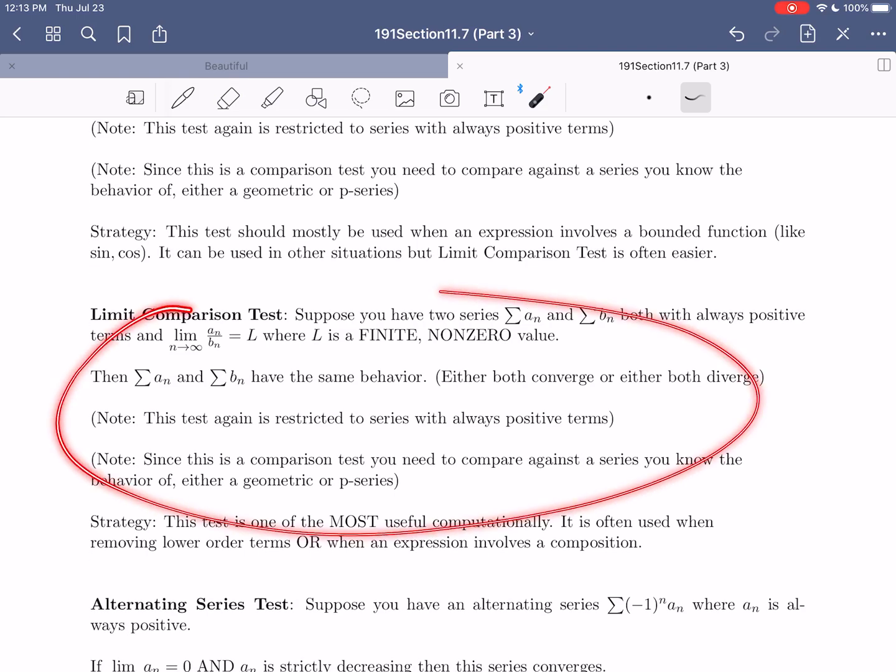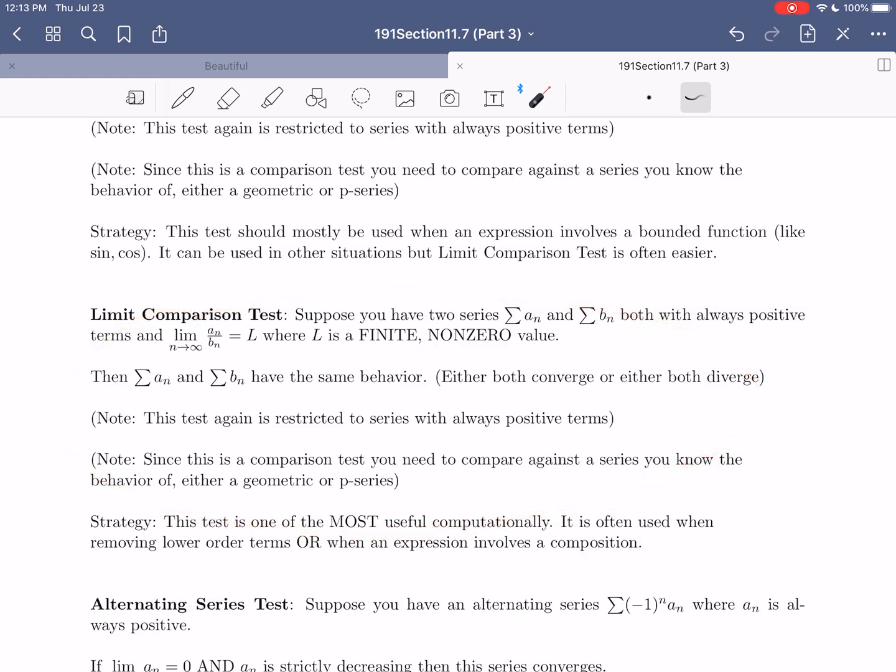This limit comparison test is one of the most useful computationally, meaning that for just handling a random series that we're given as an exercise or a problem or a quiz or an exam, LCT is one of the most commonly used ones. It's super useful when you want to remove lower order terms. We've done lots of examples of that where we have these polynomial expressions and we just get rid of all the lower exponent terms because we know that they're not going to matter in the long run. That's what limit comparison test really does.